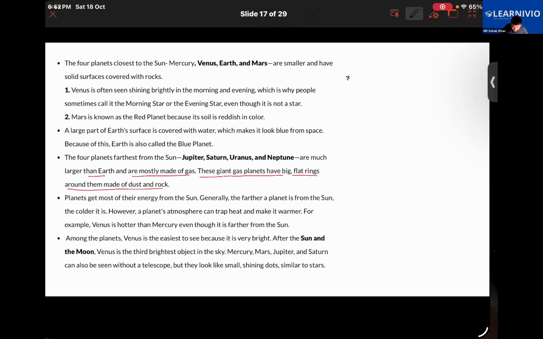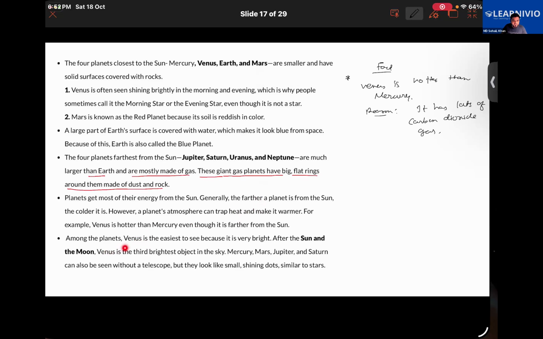One more interesting fact I will tell you here is that Venus is hotter than Mercury. The reason is that it has lots of carbon dioxide gas. This carbon dioxide gas traps the heat of the sun and keeps the planet hot. But generally, if a planet is farther from the sun, it will be less warm, it will be cold.